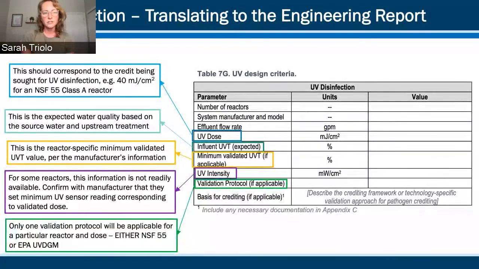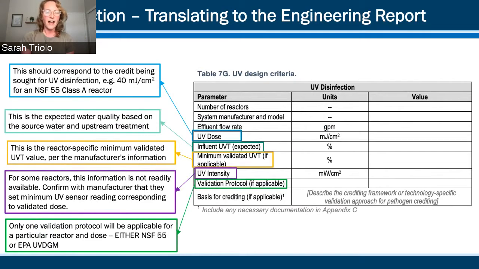The next one showing here, the influent UVT expected, this is really what do you think the water quality is going to look like entering your UV reactor. So if you have an MBR effluent, this probably shouldn't say 95%. But if you're talking about a rainwater system, then your UVT expected might be a little bit higher. So this is based on your treatment and your water quality, what do you think is going to be going into the UV reactor?